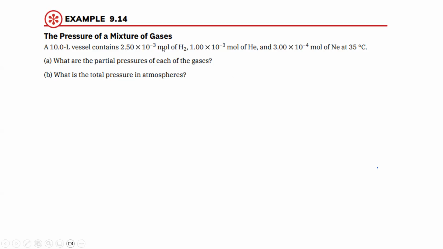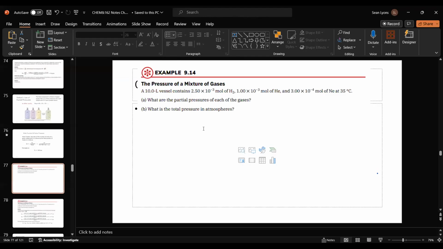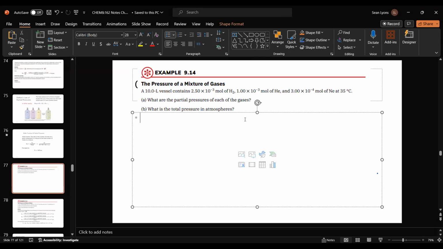Or what we could do is do the ideal gas law one time. So add all of these moles together, plug that into the ideal gas law, get the answer for B, and then using the mole fraction, get the answers for A. So depending on which order you wanted to solve for these in would affect the way that you'd want to approach it. So I'll show the second way, because the next slide will have the first one.